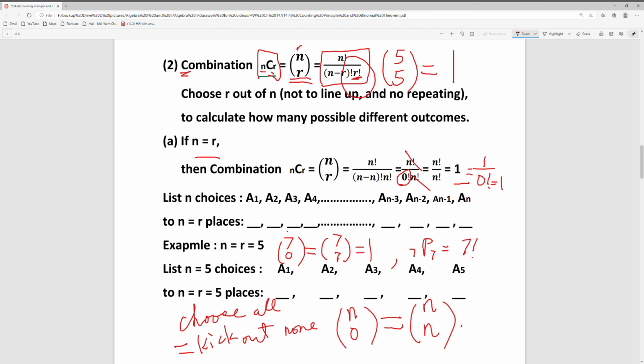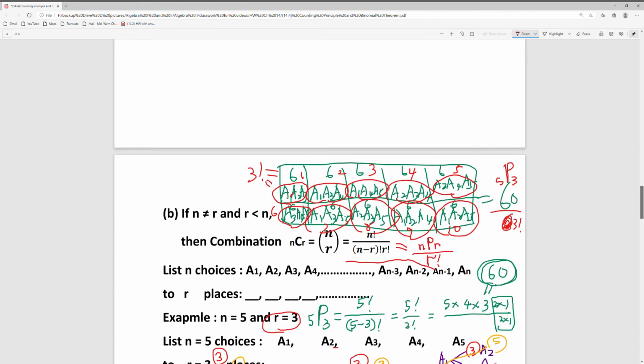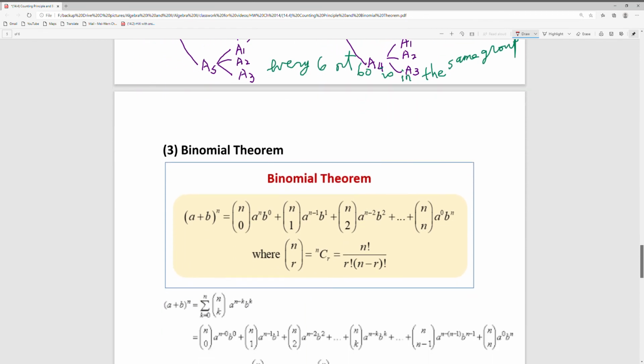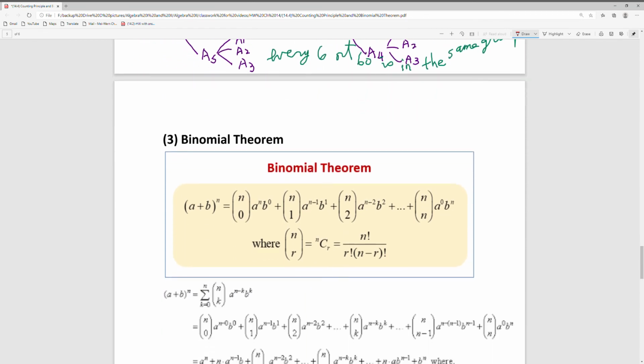So I'm ending my second video, for combination, and my first video was for permutation. The next video is for the binomial theorem, and you can see the binomial theorem uses combination. So that's why we need to learn combination, and in order to understand combination, we need to learn permutation. So that's why I have 3 videos for just one section, 14.4. So see you next time. Bye-bye.